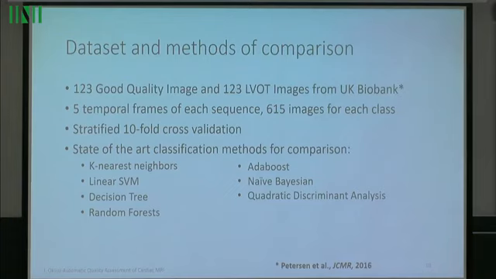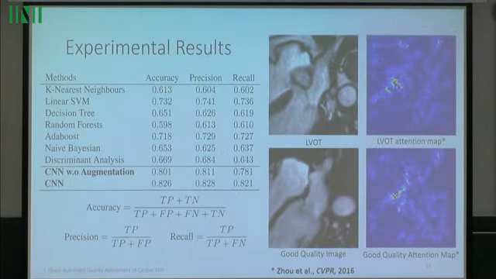We compared our algorithm with the following techniques: k-nearest neighbors, linear SVMs, decision tree, random forest, AdaBoost, naive Bayesian, and quadratic discriminant analysis, which are the state-of-the-art classification techniques. The experimental results show that even a simple CNN-based architecture is capable of identifying the presence of LVOT with high accuracy compared to state-of-the-art techniques. Our method achieved around 80% accuracy compared to the competitors AdaBoost and linear SVM, which is around 70%.